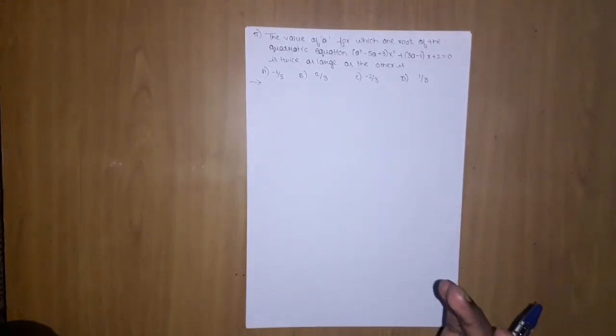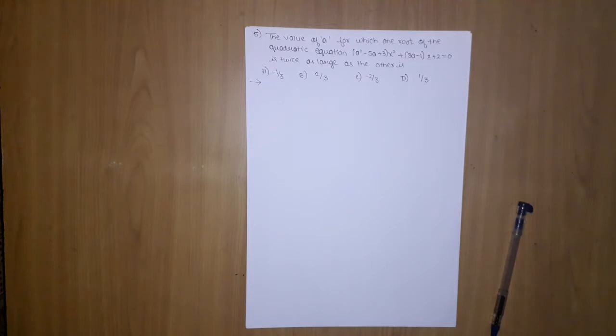The value of a for which one root of the quadratic equation a square minus 5a plus 3 into x square plus 3a minus 1 into x plus 1 is twice as large as the other is. We want to find the value of a. The condition is that this is a quadratic equation whose one root is twice the other root. So let's begin this problem.